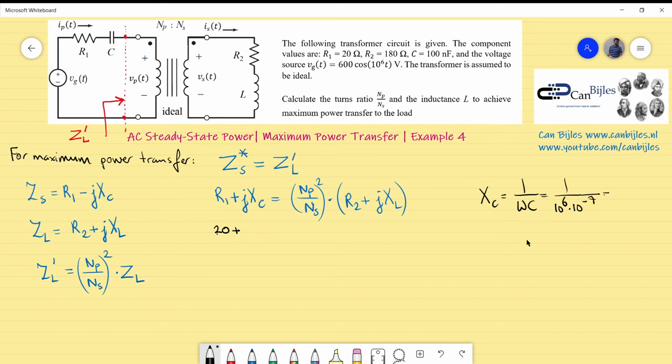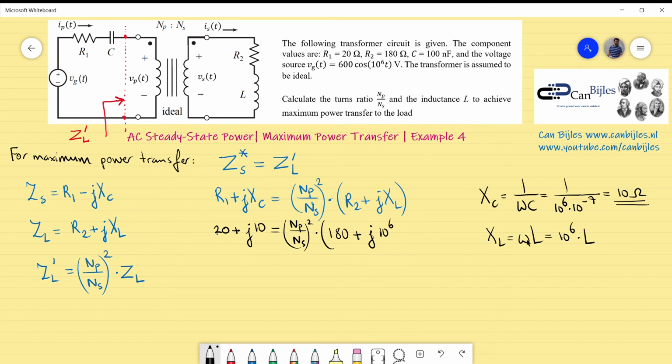In scientific notation, this will be 10 ohms. That's actually for this situation. So what I have is the following: 20 plus j10 is equal to the ratio NP divided by NS squared, still unknown, times R2, which is 180, plus j and an omega, of course, because this is also true. XL is equal to omega times L, which is 10 to the power 6 times L. Still one unknown, but it's actually the unknown we want to determine.